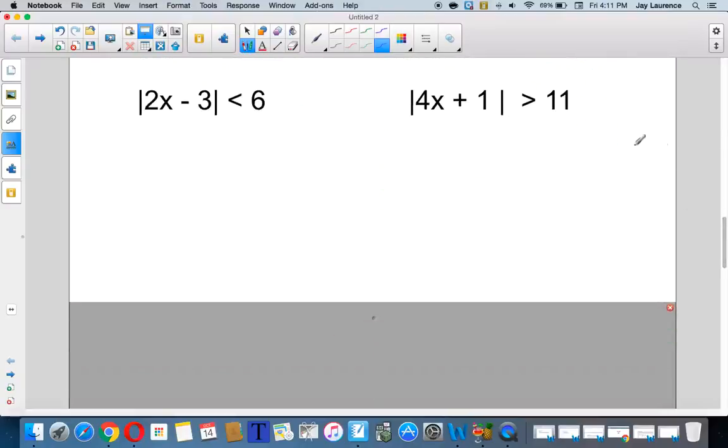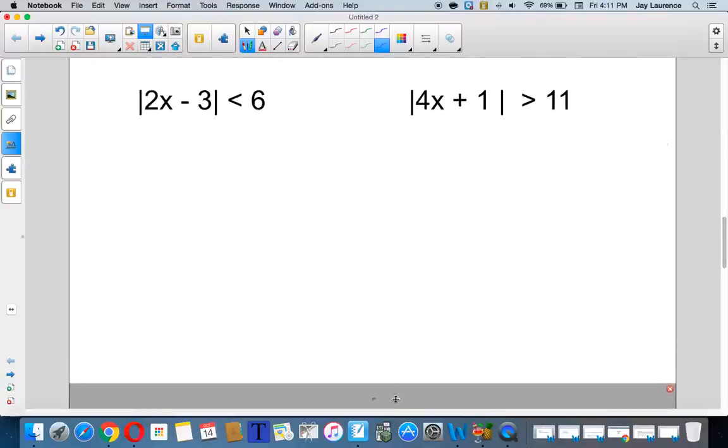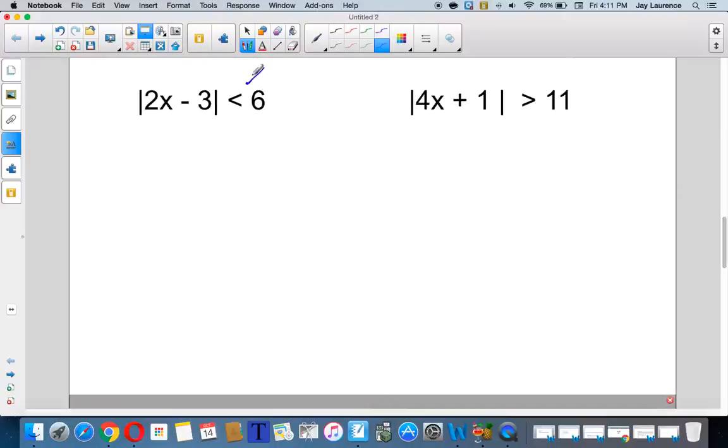It's done very much the same way as the equations. All right, so I've got an AND here. How do I know? Because there's a less than. So I'm going to write 2x minus 3 is less than 6, and 2x minus 3 is greater than negative 6. Did you notice that? I had to flip the symbol. Okay, this is the long way of doing the AND and it works really well. I'm going to do this one the long way, and then the next less than, I will do the short way.